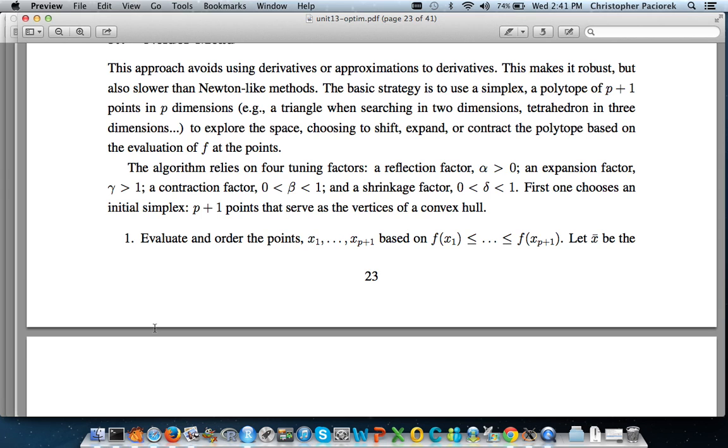What if instead there was one point, let's actually make it this one. Suppose this point is a lot lower than these 2 points, then what do I want to do?